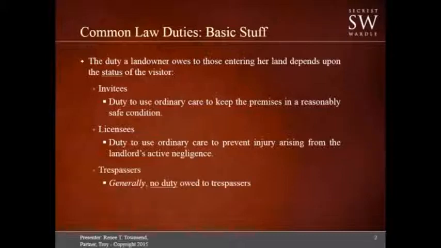Finally, the lowest level of legal status on the land is that of a trespasser. There is generally no duty owed by a landowner to trespassers under the common law. The landowner owes no duty to the trespasser except to refrain from injuring him by willful and wanton misconduct.